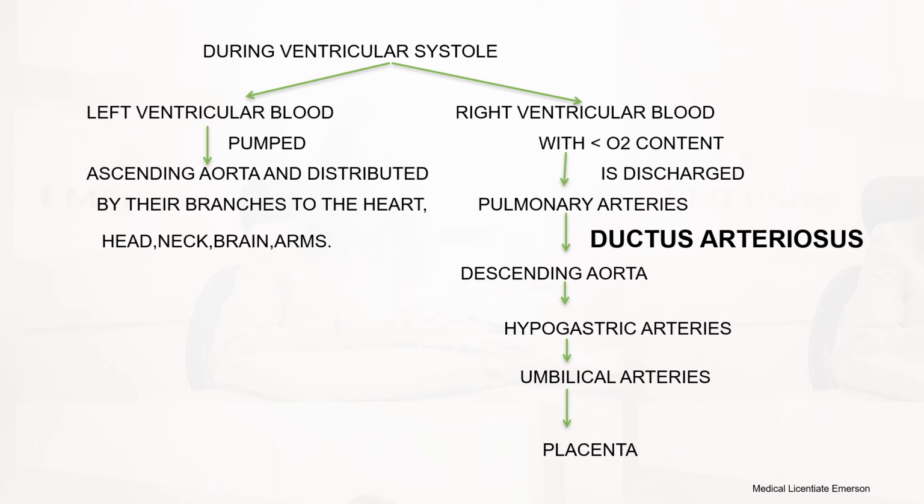Okay. Then during ventricular systole, so during ventricular contraction, the left ventricle pumps blood to the ascending aorta, and it is distributed by its branches to the heart, the head and neck, the brain and the arms. Then on the right side, the right ventricle's blood, with less oxygen content, is discharged via the pulmonary arteries through the ductus arteriosus to the descending aorta, which goes to the epigastric artery, then into the umbilical arteries, and finally reaches the placenta.